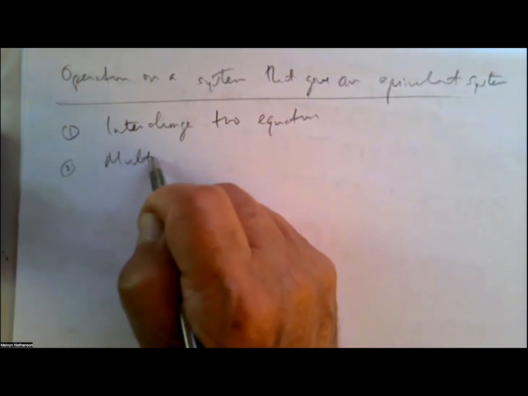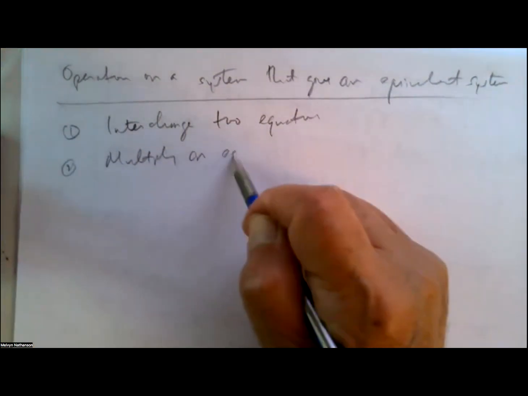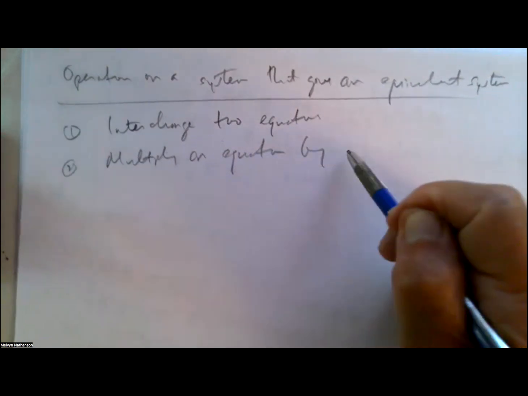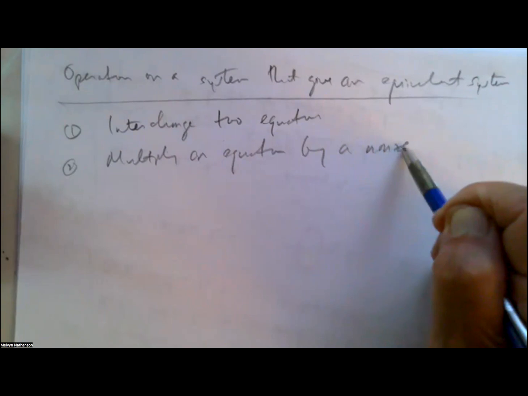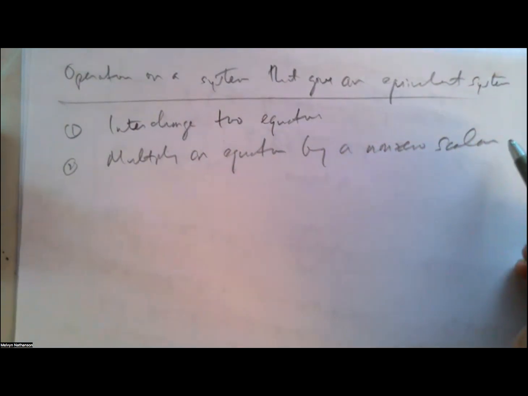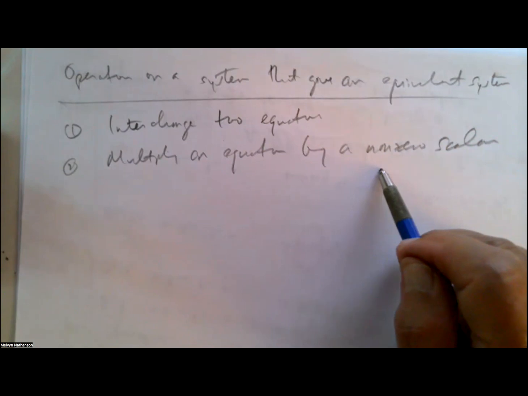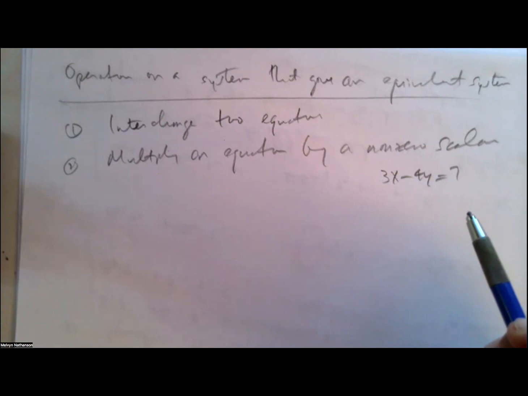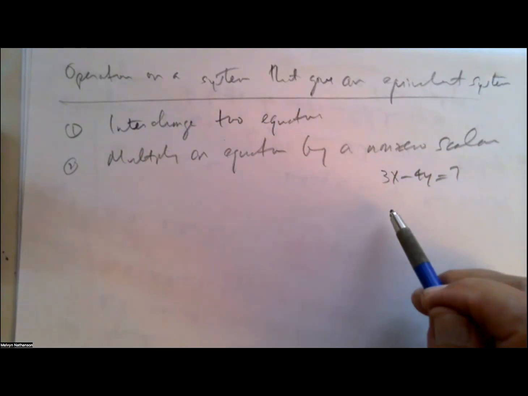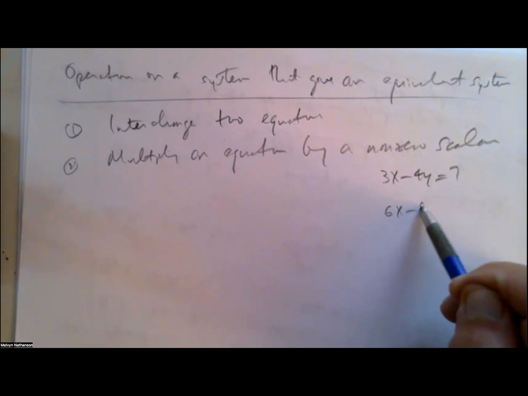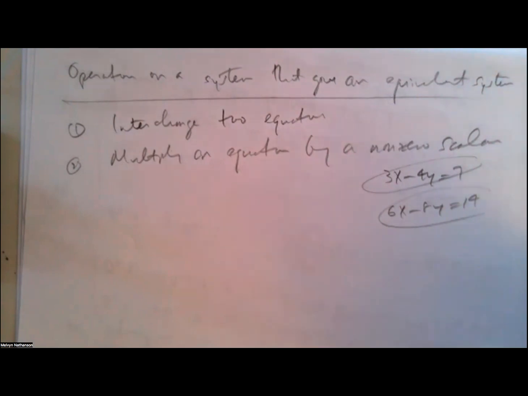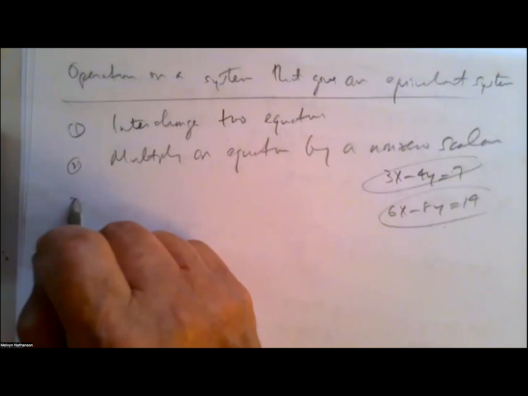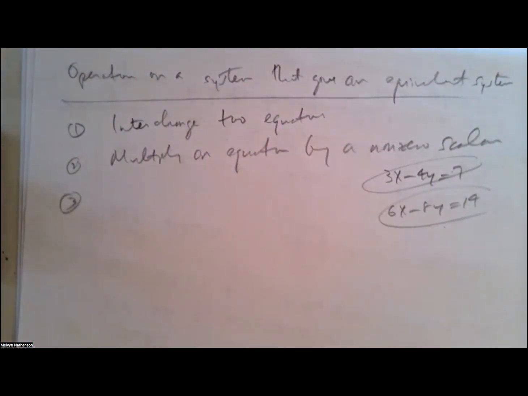You can also multiply an equation by any non-zero scalar. This just means if you have the equation 3x minus 4y equals 7, that has the same solutions as the equation just multiplied by 2, 6x minus 8y equals 14. These two equations have the same solutions. I got from here to here by multiplying by 2.